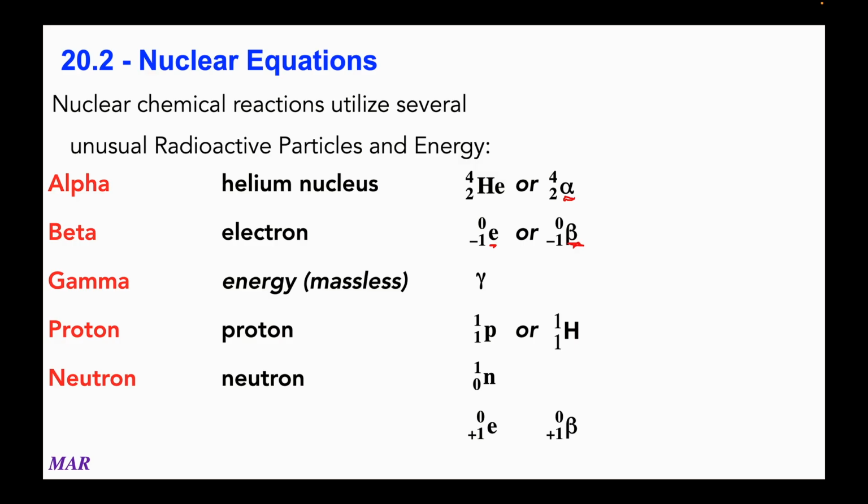Now, neutrons have no protons, so the lower left-hand number is 0. Protons plus neutrons would be 0 plus 1, or 1. So 0-1 N is the symbol for the neutron.